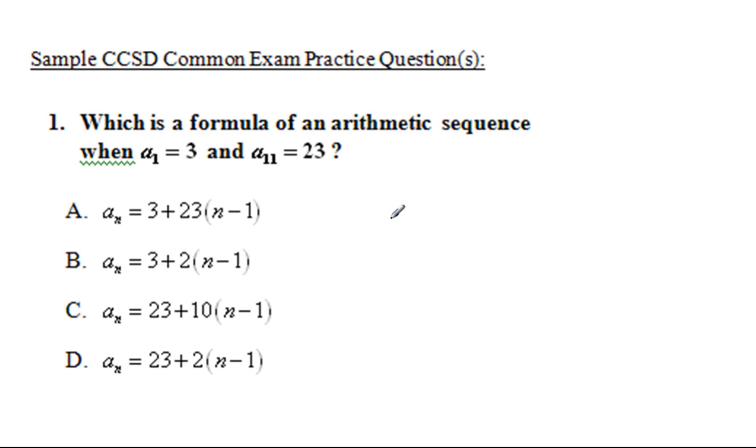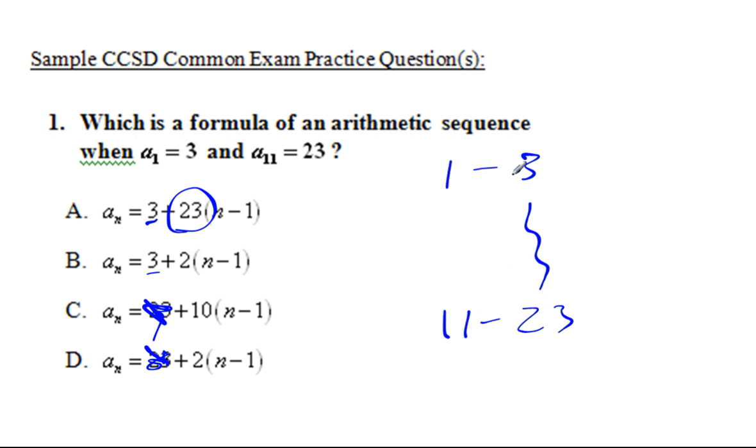Alright, last little thing here. Tells us our first one is 3. So we're looking for that 3 here in that first spot. That means these two are wrong. Now what's it going up by? Well, if you're going to go 3, a whole bunch of numbers, and then get to 23, it's probably not adding 23 every time. That doesn't make sense. Not for the 11th term to be 23 and the first one to be 3, because you can't add 23 a bunch of times and stay at 23 here. So this one isn't right. It's got to be B.